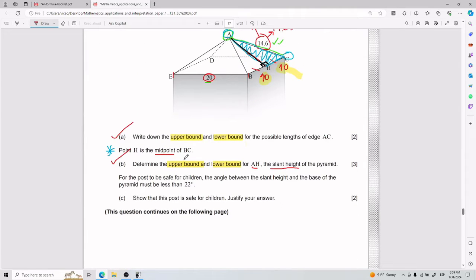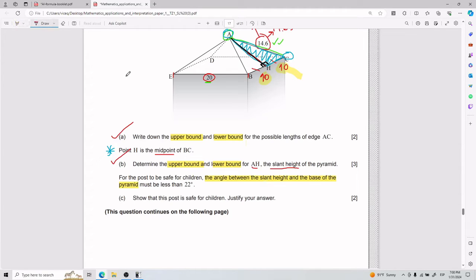Then they told me that for the post to be safe for children, the angle between the slant height and the base of the pyramid must be less than 22 degrees. We need to show that the post is safe for children and justify our answer. So the hard part here is really identifying what they mean when they say the angle between the slant height and the base of the pyramid. So where is that angle?